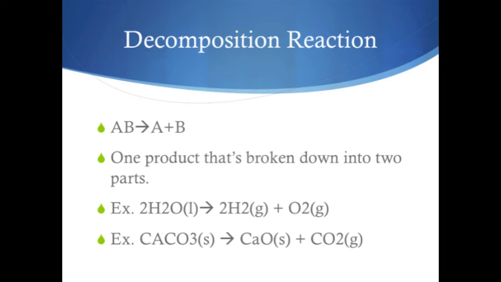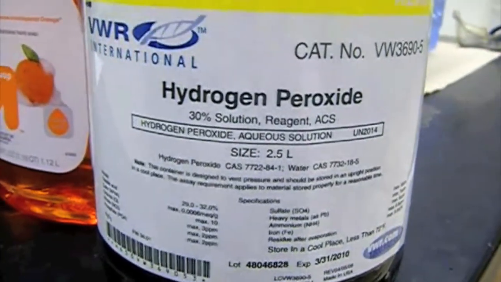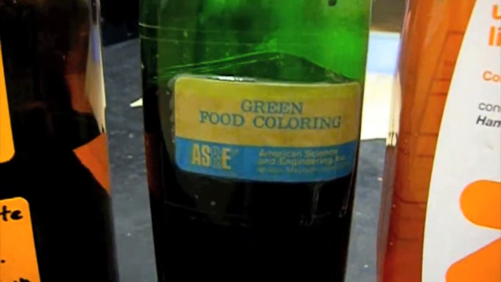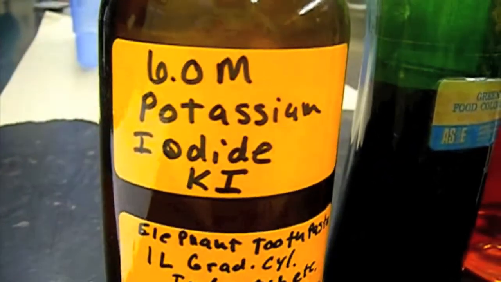Our second example is calcium carbonate broken down with heat into calcium oxide and carbon dioxide. For elephant toothpaste, we will be using hydrogen peroxide, dishwashing detergent, food coloring, and potassium iodide.